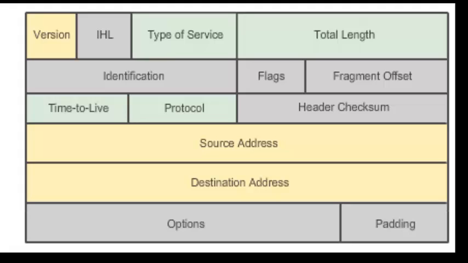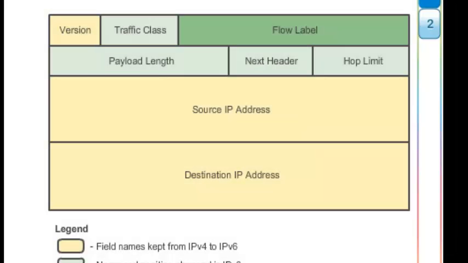There is another field which is called time to live, which is an 8-bit binary value that is used to limit the lifetime of the packet, and it is specified in seconds but is commonly referred to as hop count. The protocol field is an 8-bit binary value that indicates the data payload type that the packet is carrying, which enables the network layer to pass the data to the appropriate upper layer protocol. And there are also the source IP address and destination IP address fields.